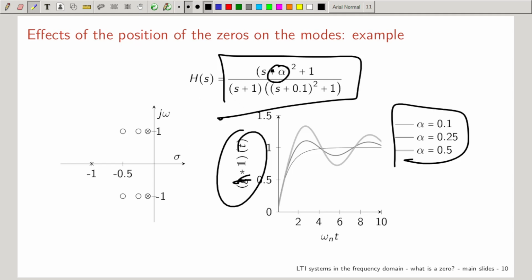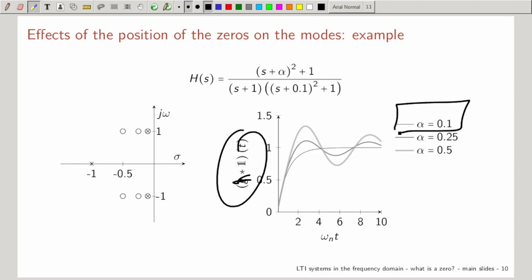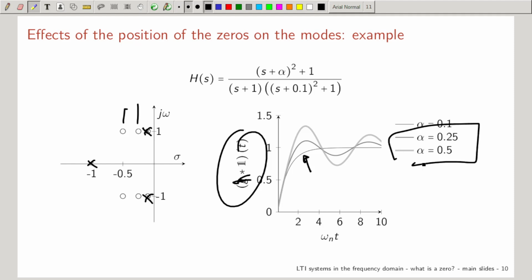Now, for alpha equals 0.1, what is happening? We have a cancellation, true? And indeed, for alpha 0.1, we have only this mode here. But for alpha different than 0.1, we have pole, pole, pole, and either the 0 or the 0 together. Do you see that? There is an exponential here, true?